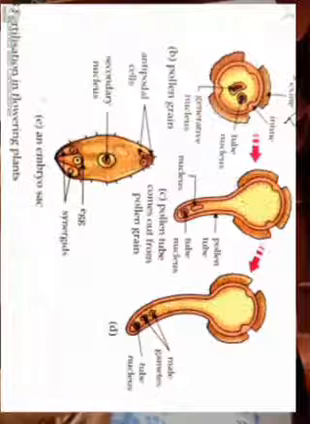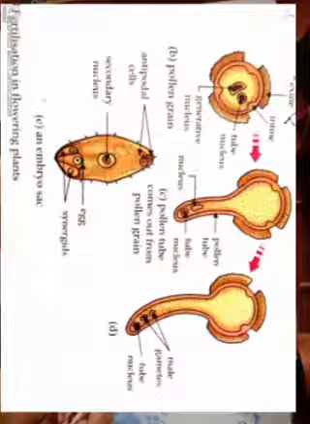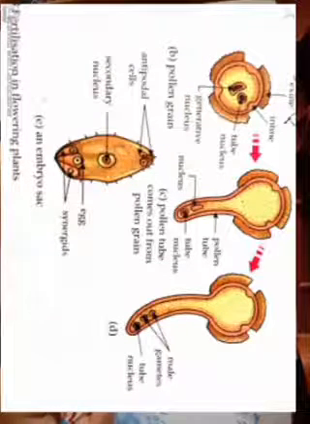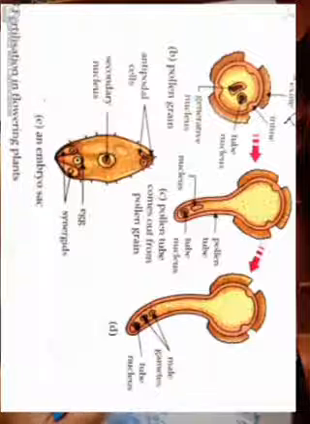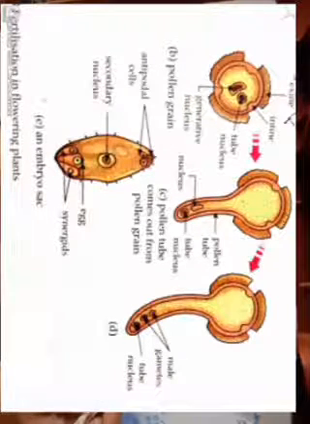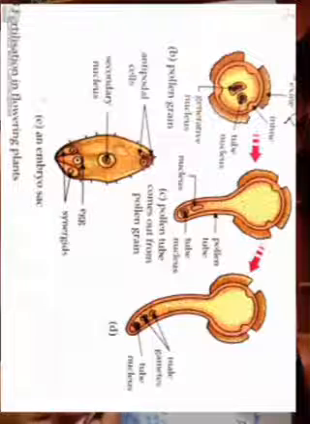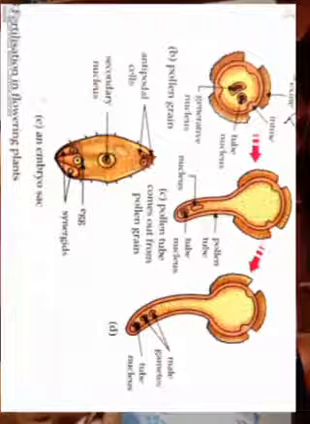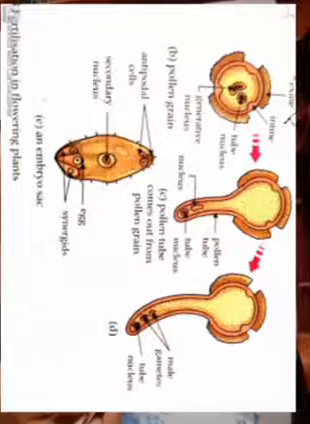When this pollen tube grows, the generative cell has already given rise to two male gametes. In the pollen tube, the first thing that will move is the tube nucleus, that is the vegetative nucleus. The vegetative nucleus is giving rise to this pollen tube.